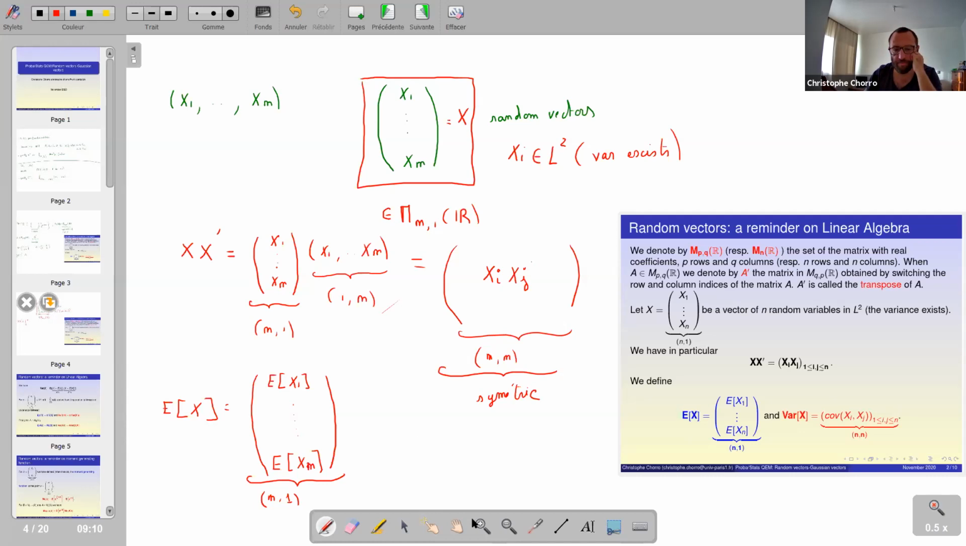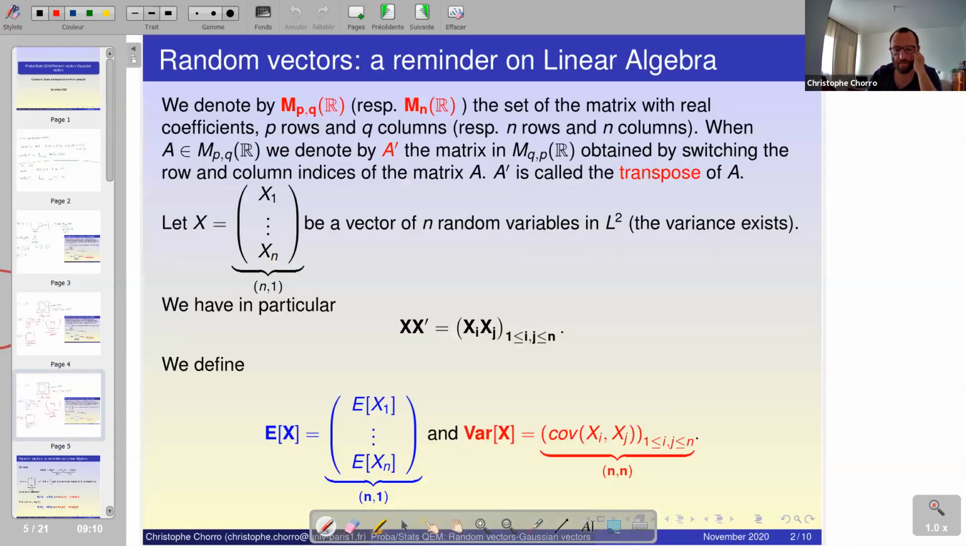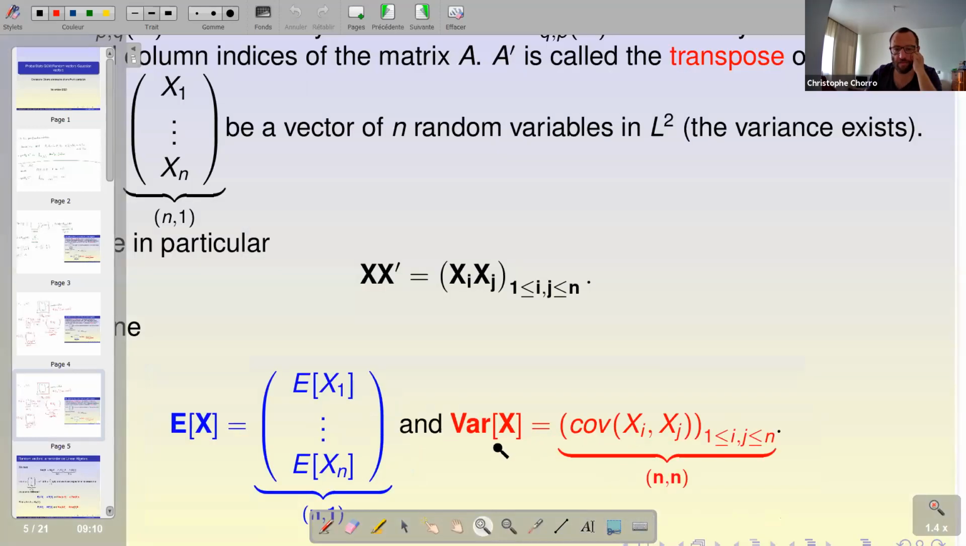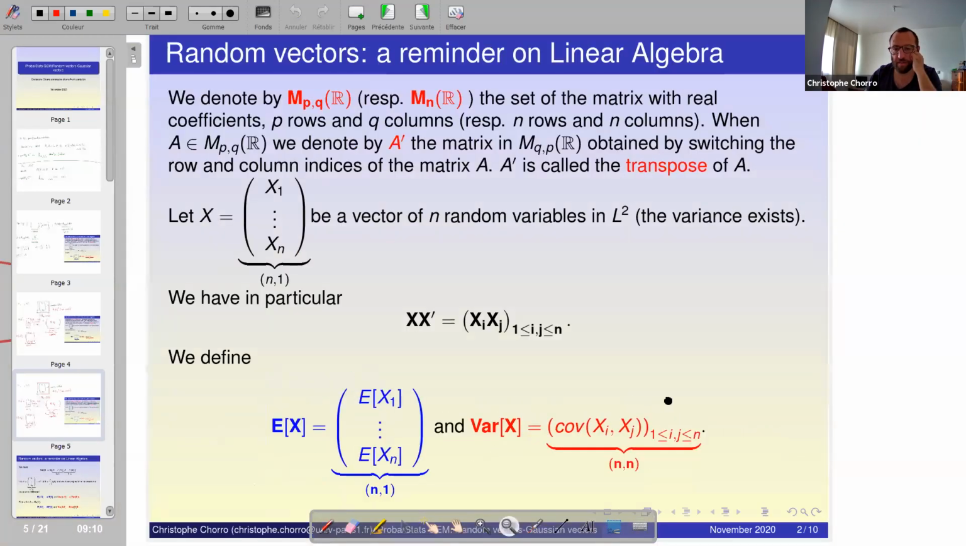For the variance, I can do exactly the same.